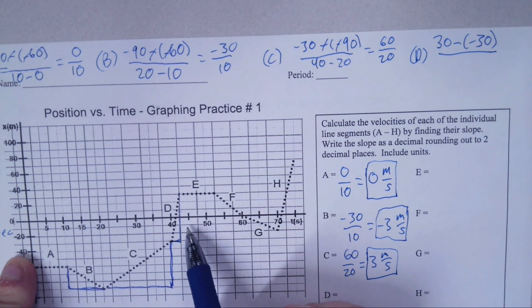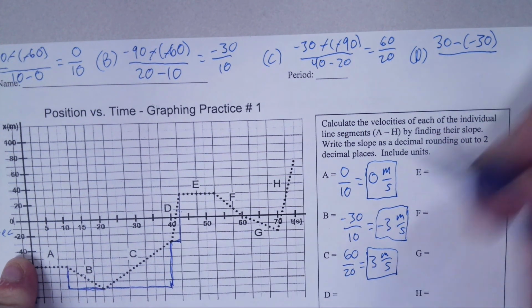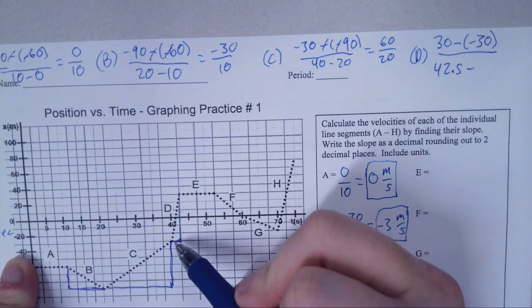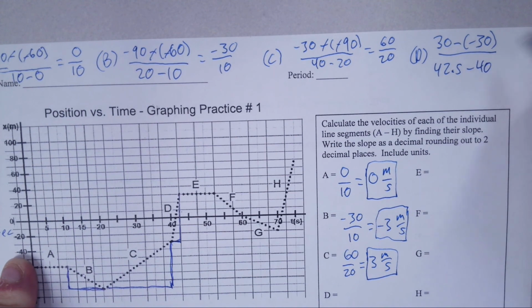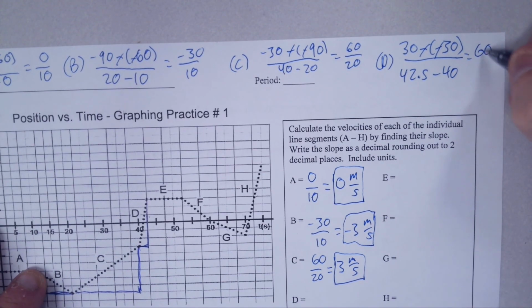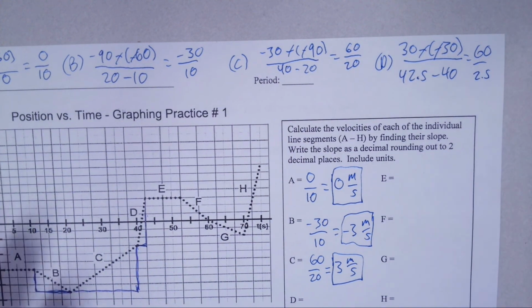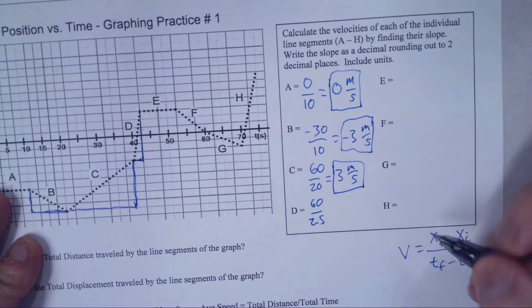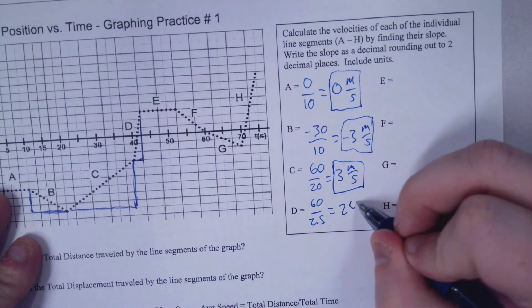So this is 45 seconds here, but in between that means that this would be 42 and a half. So 42 and a half minus 40, we end up with 60 over 2.5. That's a pretty big number, so we're 60 over 2.5. And I think that comes out to 24.